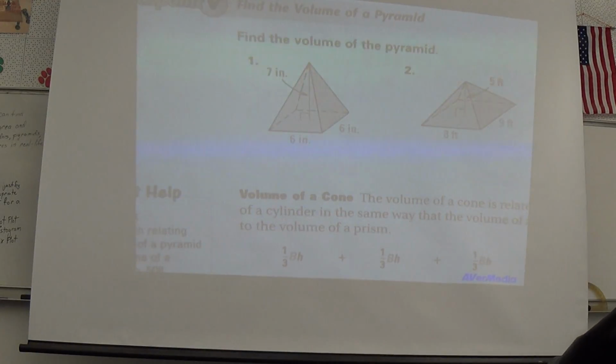So it's 36 times 7. Divided by 3. But make sure you don't take 7 divided by 3. Make sure it equals first, and then divide your answer by 3. Area of the base times the height. 36 times 7. Or multiply it by 1/3.